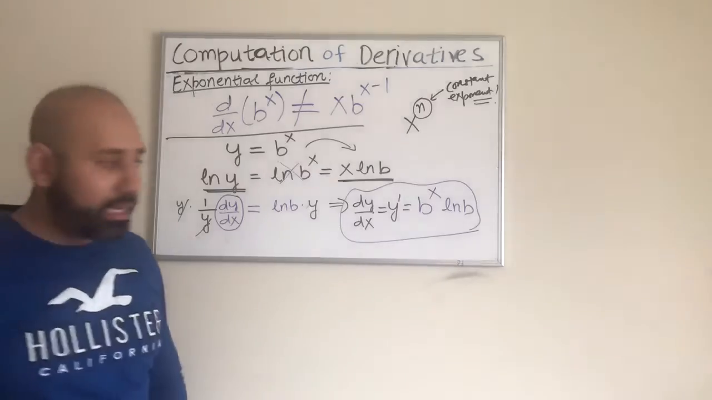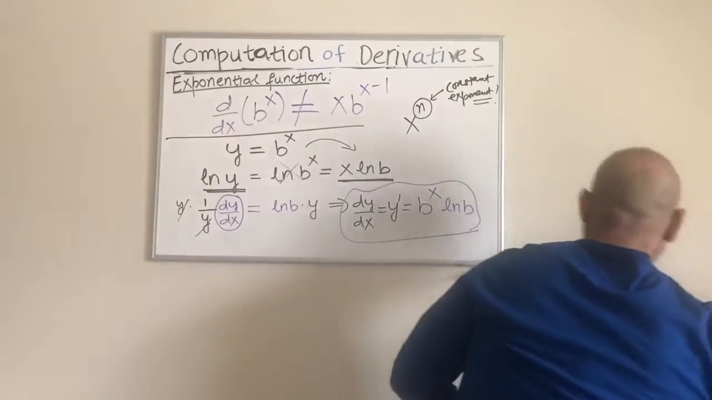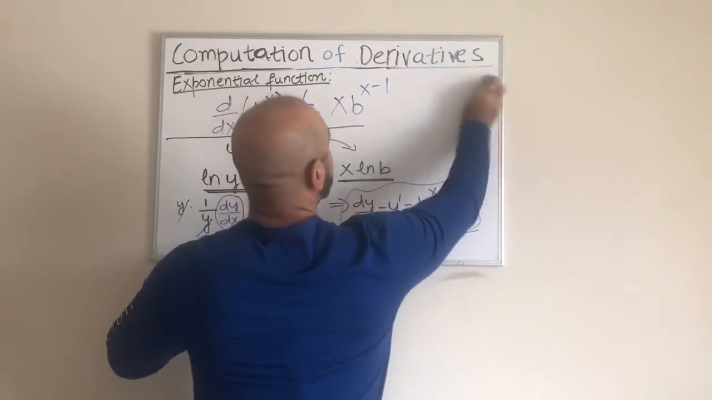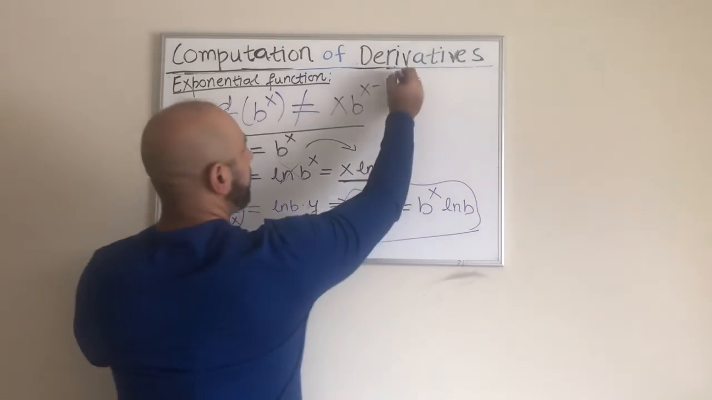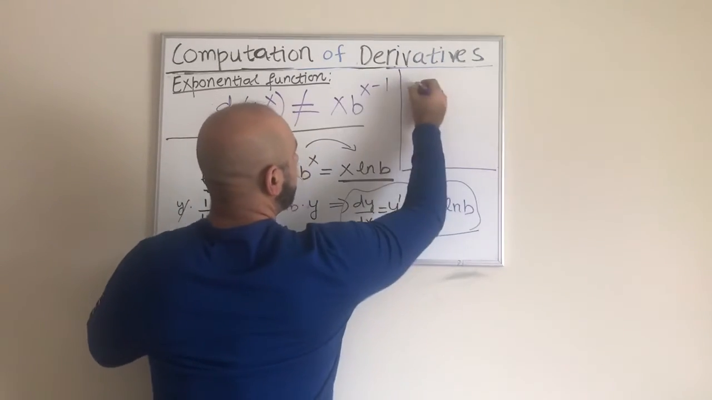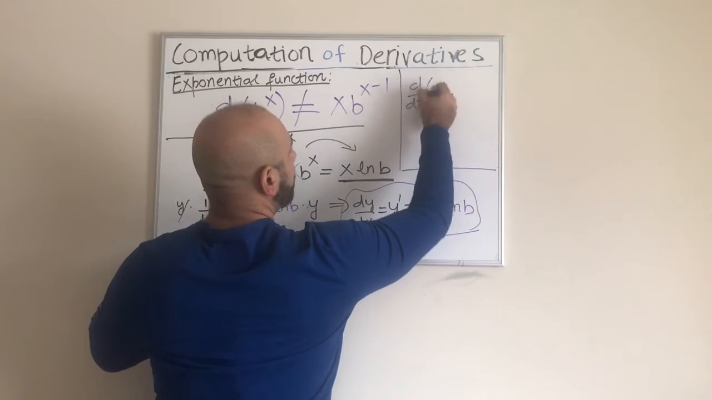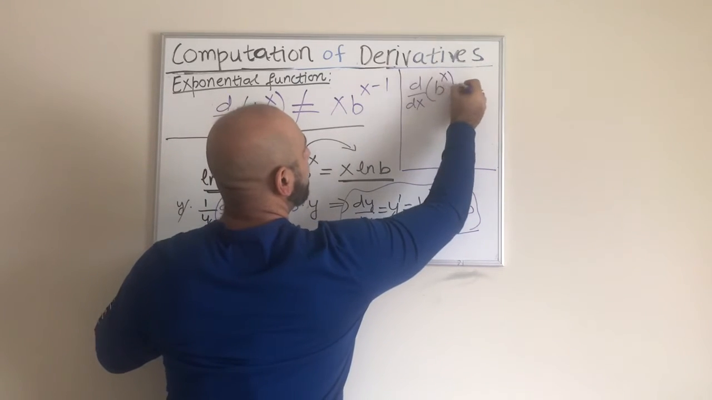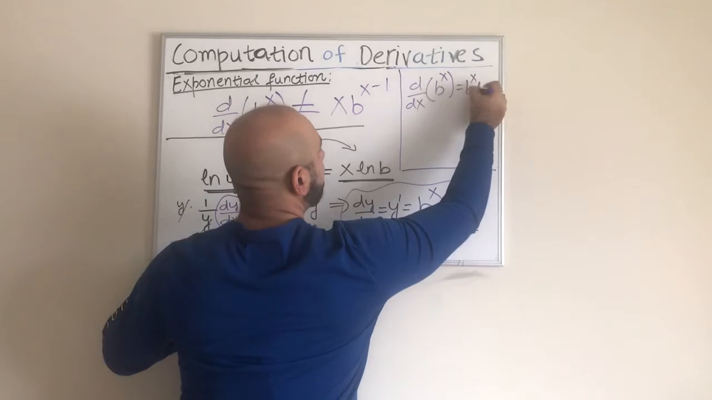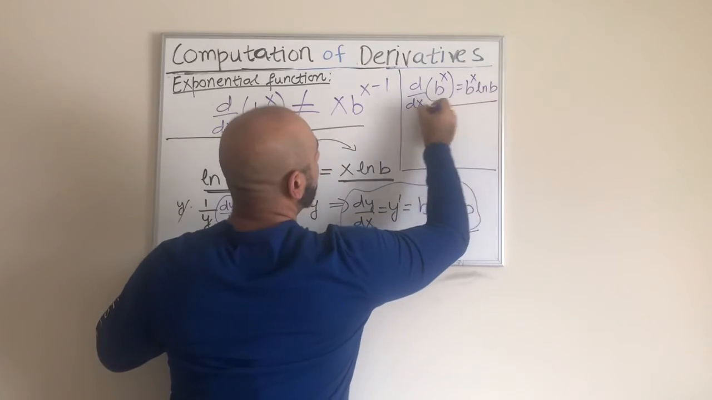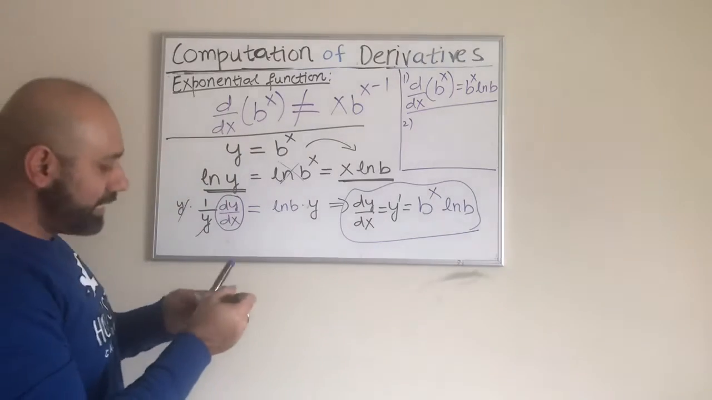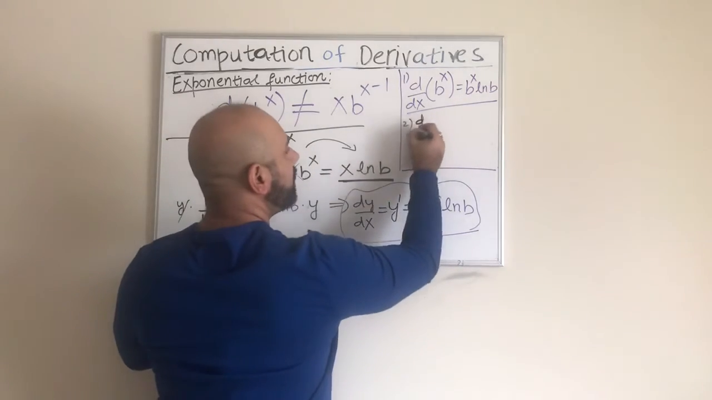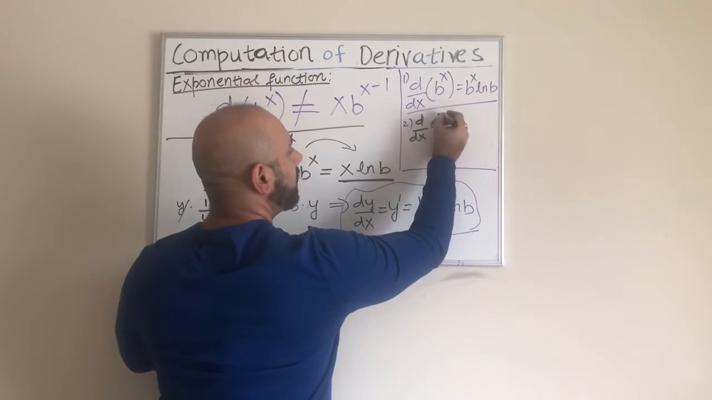So let me get rid of this and let me write the final form here. The derivative of an exponential function of the form b to the power x is just b to the power x times ln of b. That is number one. Then number two, which is just a consequence of that, is what if we have to find the d over dx of e to the power x.